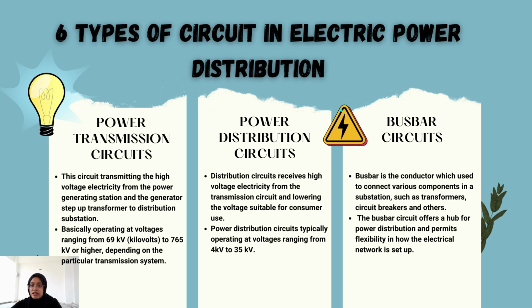So the second one is the power distribution circuit. The distribution circuit receives high voltage electricity from the transmission circuit and lowers this voltage to be suitable for consumer use. The power distribution circuit typically operates at a voltage range from 4 kV to 35 kV, which is lower than the power transmission circuit.